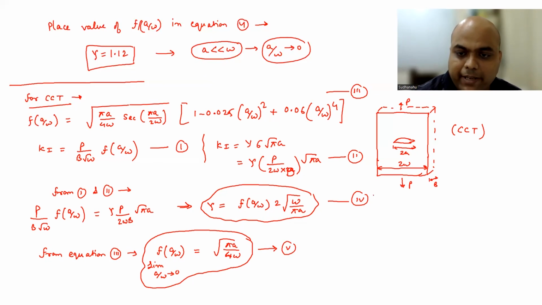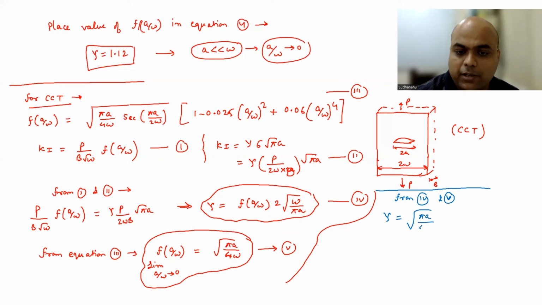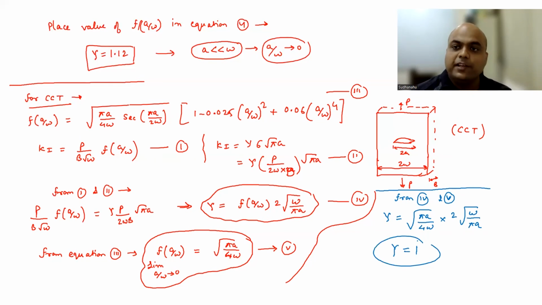So let's see now, this is equation 4, and now we have got equation number 5. So if we combine equation 4 and 5, from 4 and 5, Y equal to f A by W, that is pi A by 4W, and then 2 of root over W by pi A. So Y is coming out to be 1. So we already knew that. Okay, so I just proved it again for infinite plate.